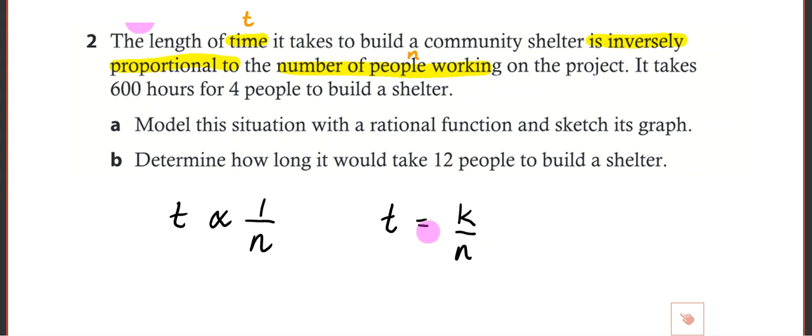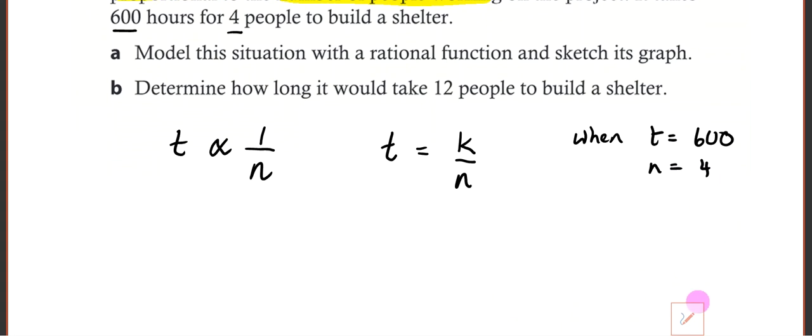And how do we do that? Well, we've been given some information. So when T equals 600, N equals 4, so we can chuck that in. So 600 equals K divided by 4. It doesn't actually matter which way around you get this. You will just get a different value for K, and as long as you're consistent and work through that and solve for the right one, you're all good. So K is, times by 4, is 2,400.